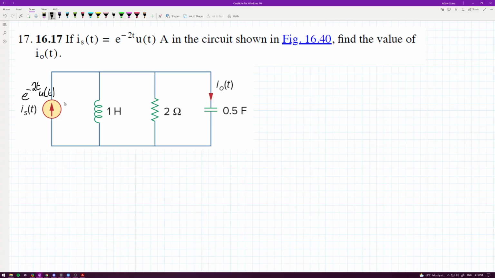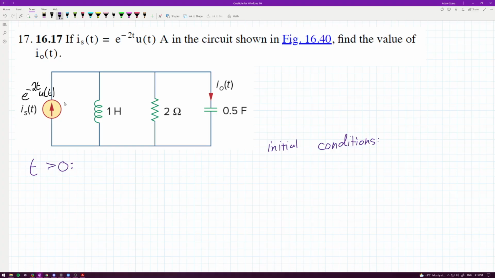I realized by doing some of them that if it's a unit function, it just means that before zero, there's nothing there. So we can take a look at t less than 0 here, exactly like you were saying. If this current source turns on, that would be our first step here for initial conditions. We're just going to confirm what you just said.